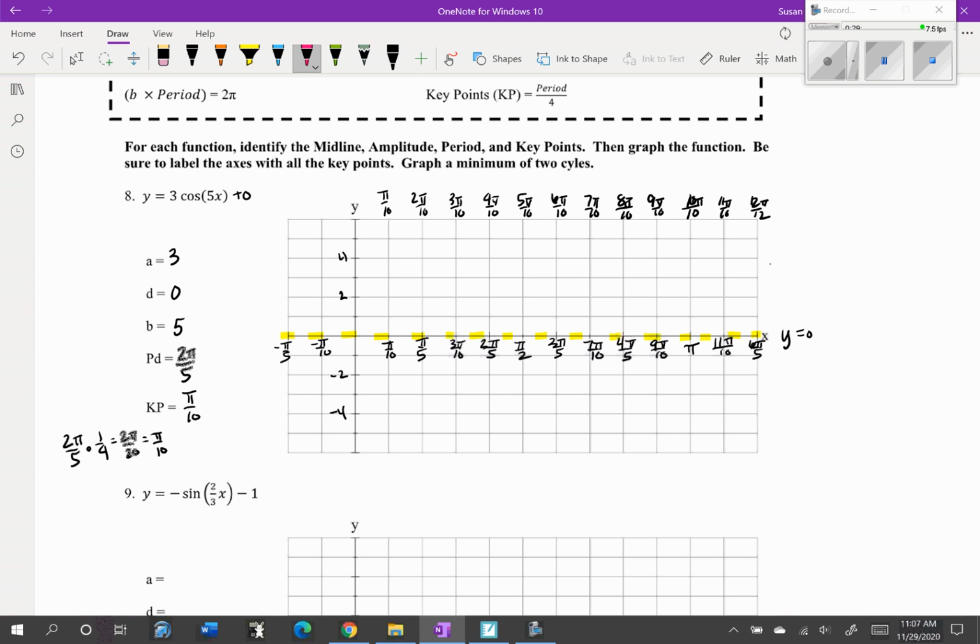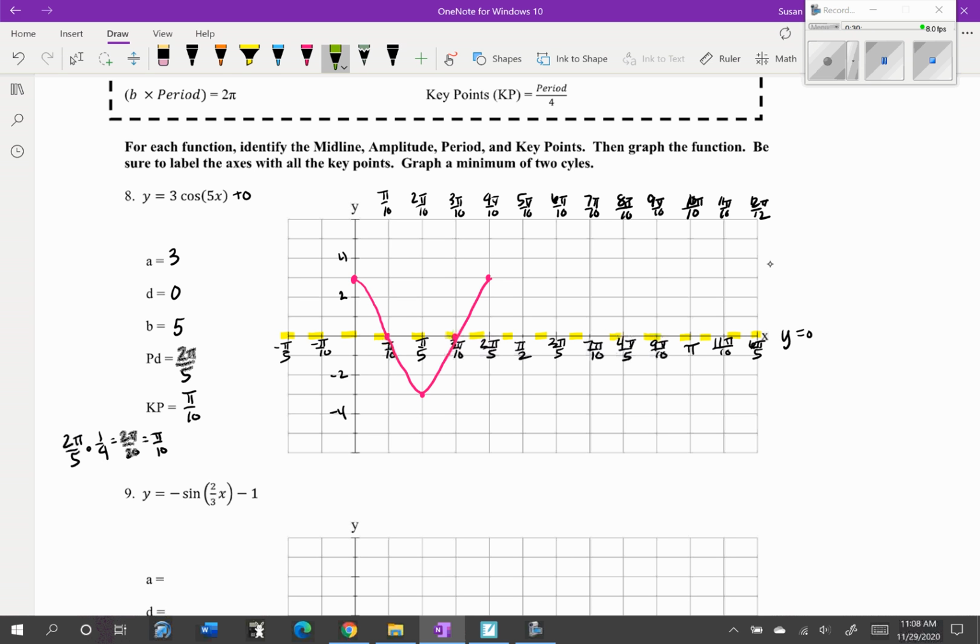So remember, cosine starts above the midline in this case, and it's going to be 3 above the midline. So 1, 2, 3, back to the midline. 3 below the midline, 1, 2, 3, back to the midline, and 3, 1, 2, 3 above the midline. So that would be our first wave, which makes sense because the period is 2 pi over 5.